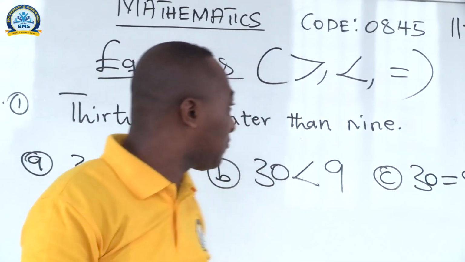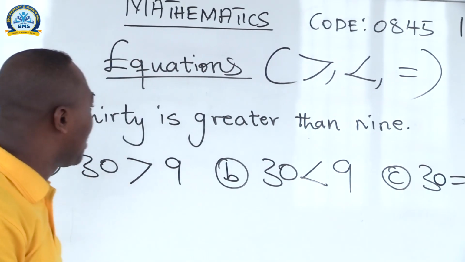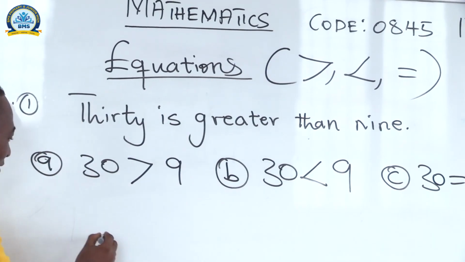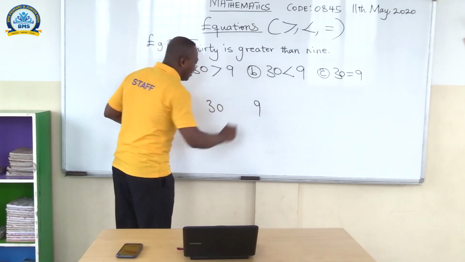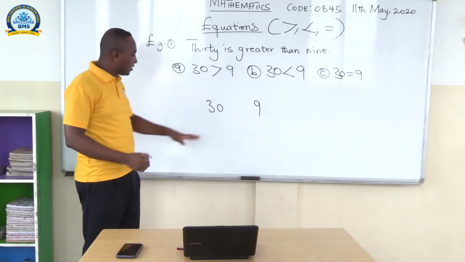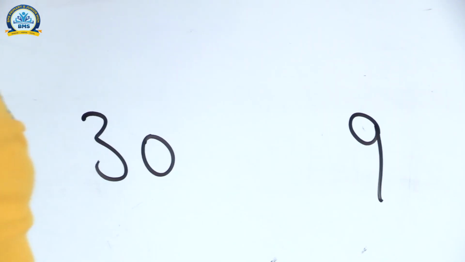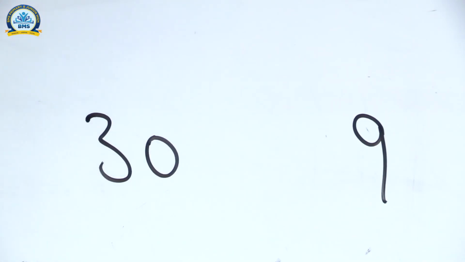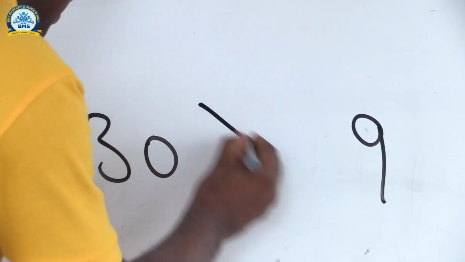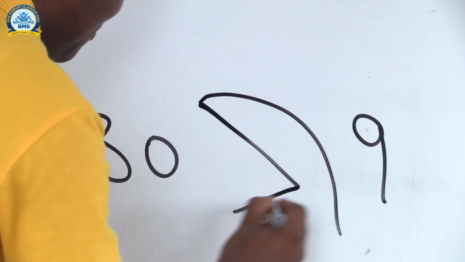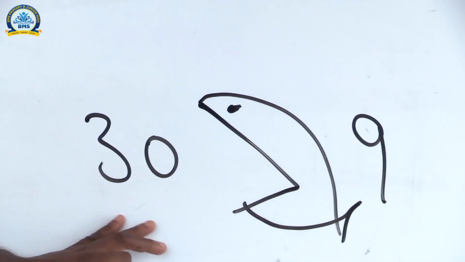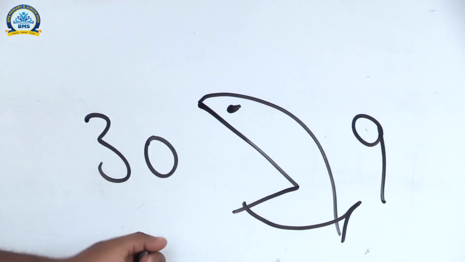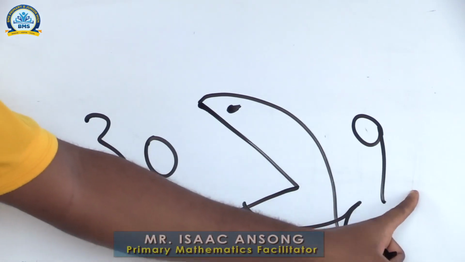Supposing there is a fish, a hungry fish, looking for food. Now we have 30 here and we have 9 here. Which of these foods do you think the fish will go for? Because the fish is very hungry, it will open the mouth wide towards the food which is bigger. So 30 is bigger than the 9.